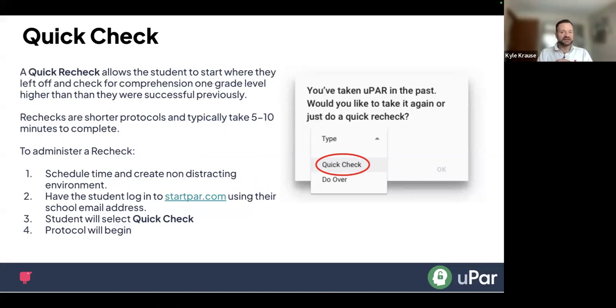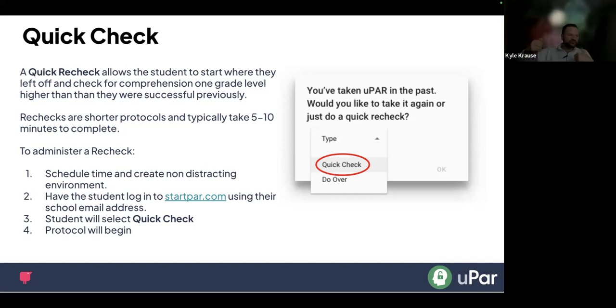That quick check is going to allow that student to start where they last left off and check for comprehension one grade level higher than they were previously successful. Quick rechecks are only the accommodation part, only about 5 to 10 minutes to run through, because we're only going to use the accommodation passages. We're not going to check independent with quick checks. Quick checks are really great for those students where we want to see if they're making progress towards understanding, getting closer to grade level content.